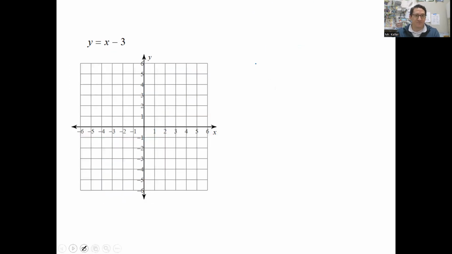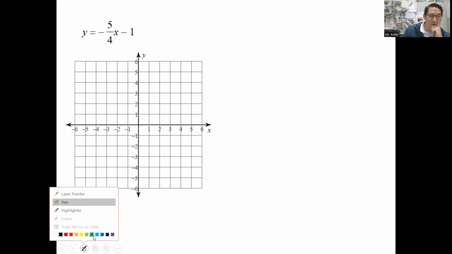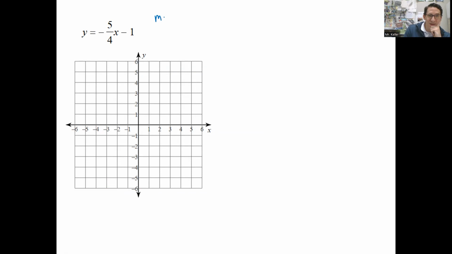Let's do another example. That one's too easy. I don't want to do that one. Let's do this one. All right. I'm going to identify the slope and y-intercept on this first graph. So the slope on this graph is -5/4. And the b value is -1. So I'm going to start at the point 0, -1. So 0, -1, here's my starting point.